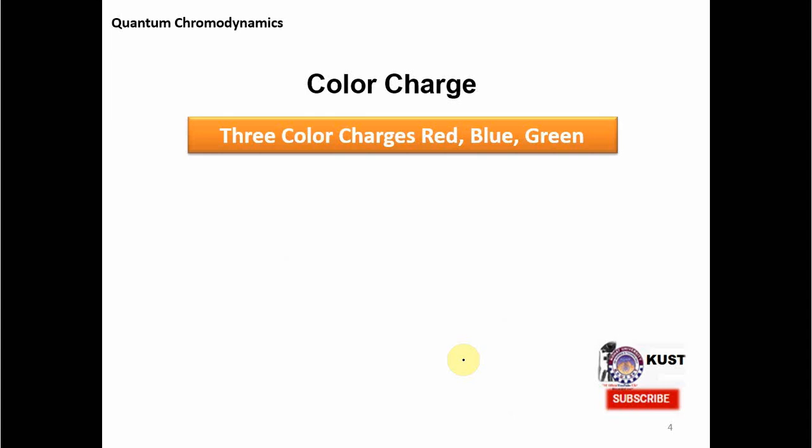Next, we talk about the color charge. As I already mentioned, there are three charges: red, blue and green. In quantum electrodynamics, there are only two kinds of charges, positive and negative. In the color force, in quantum chromodynamics, in the strong nuclear force, we have three different types of charges: red, blue and green. So a quark, for example an up quark, can have a red charge, a blue charge or a green charge. Similarly, gluons also carry charges. So a gluon can have a red, blue or green charge.